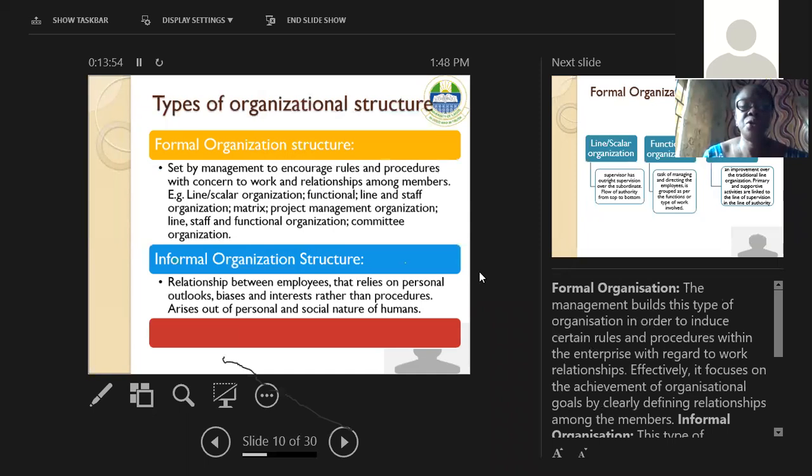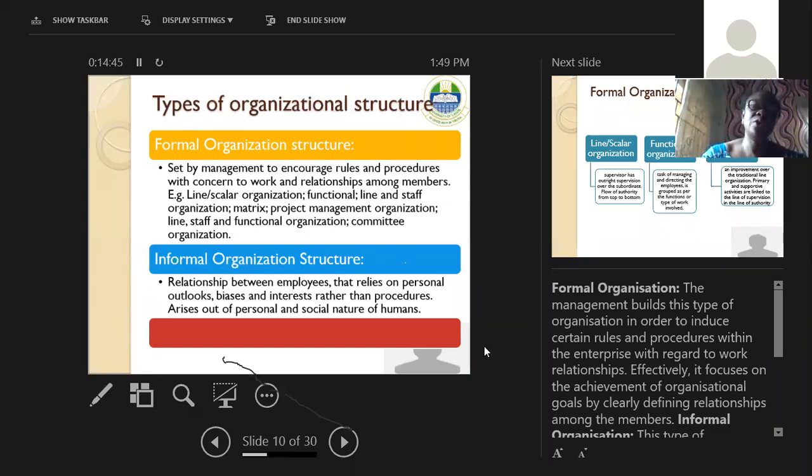You have the formal structures and you have the informal structures. Now, what are formal organizational structures? This kind of structure arises from the fact that management sits down to draft the rules, regulations and procedures that will guide an organization in relation to work and the relationships among members of the group. For instance, we have several of them: the line or scalar organization, functional organization, line and staff organization, matrix organization, project management, line, staff and functional put together, and committee organizations.